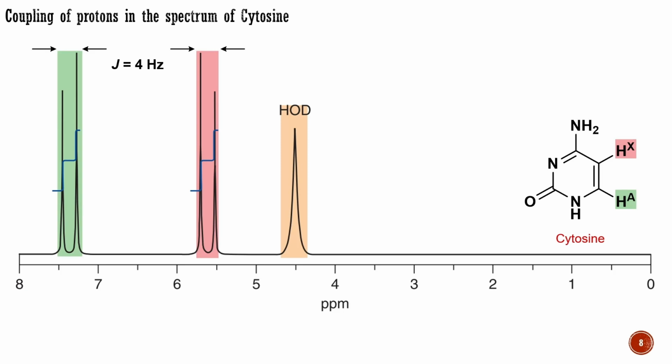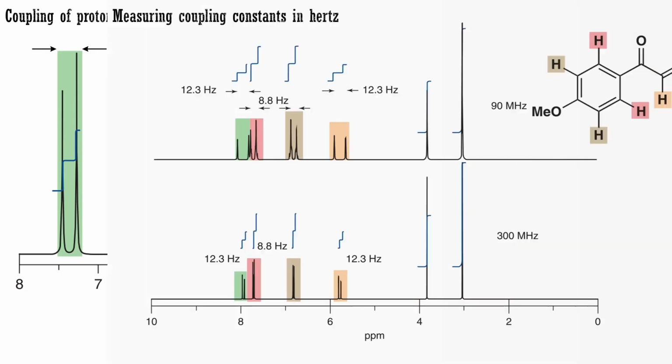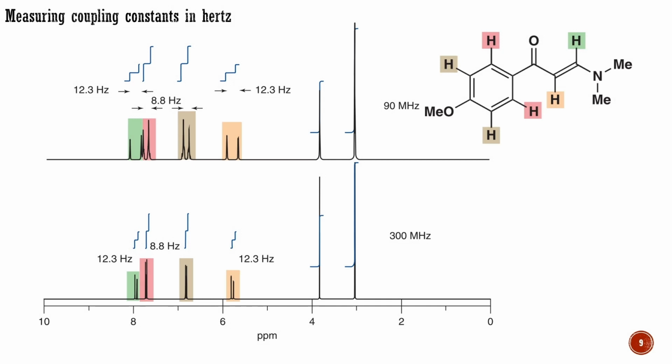You may ask, why do we measure the coupling constant in Hertz and not in ppm? I mentioned earlier that we measure chemical shifts in ppm, so we can get the same number regardless of the power of the NMR machine. We measure the coupling constant in Hertz as this allows us to get the same number regardless of the operating power of the machine. These are proton NMR spectra of the same compound run on two different NMR machines, one on a 90 MHz spectrometer and one on a 300 MHz spectrometer.